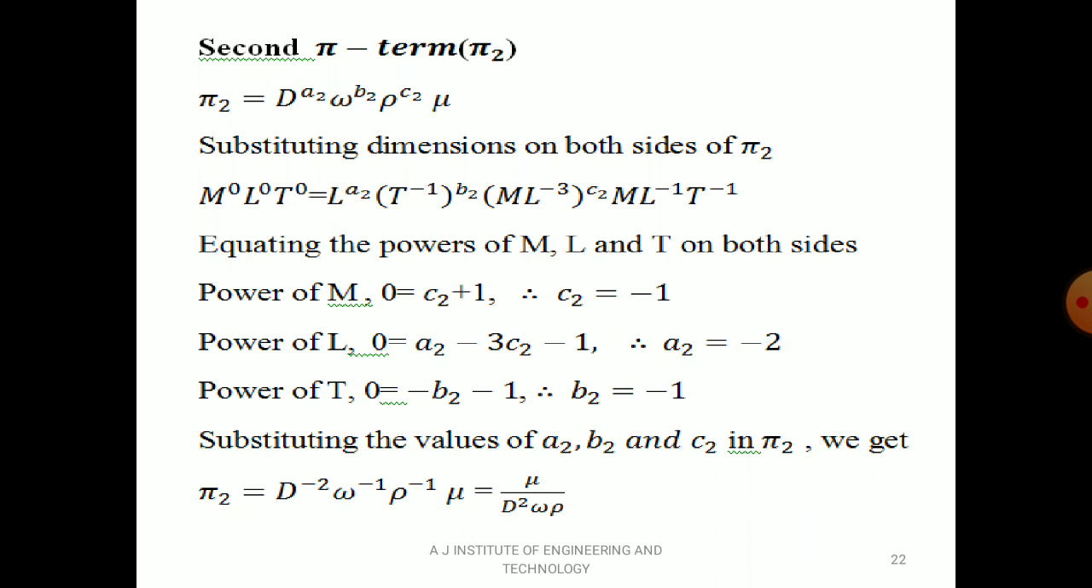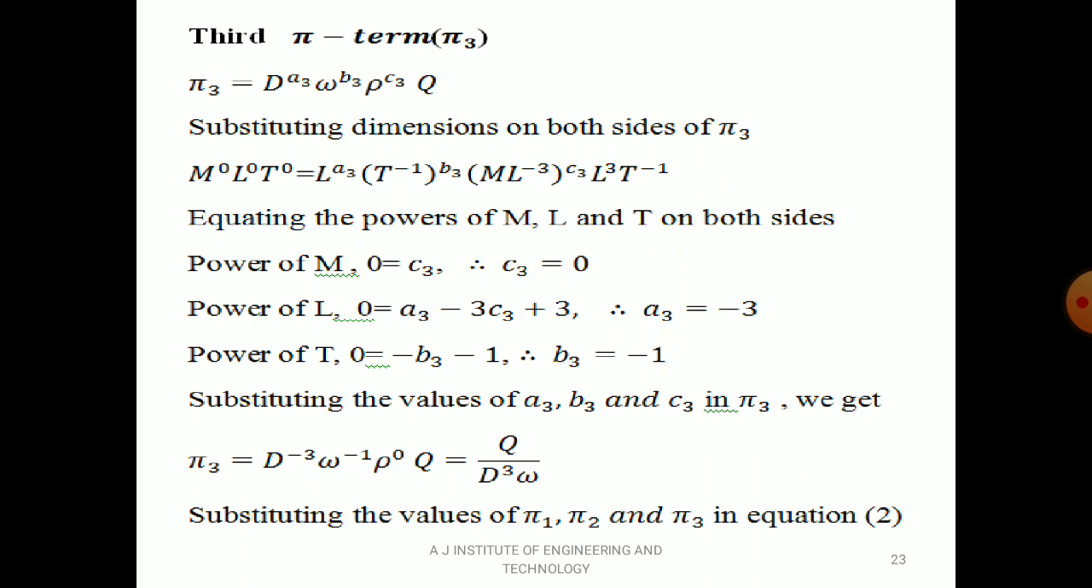Now we can rearrange. Mu to the power 1 is positive, so that is in the numerator, mu. Divided by d to the power minus 2, omega to the power minus 1, rho to the power minus 1, that goes to the denominator and becomes d square omega rho. So mu divided by d square omega rho. This is the expression for pi 2.